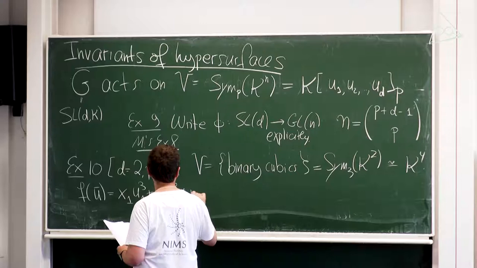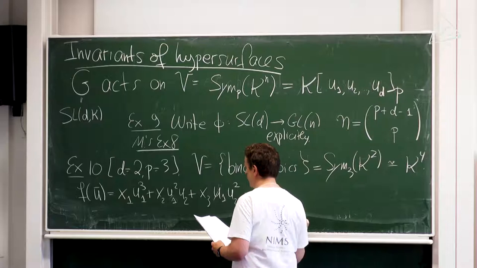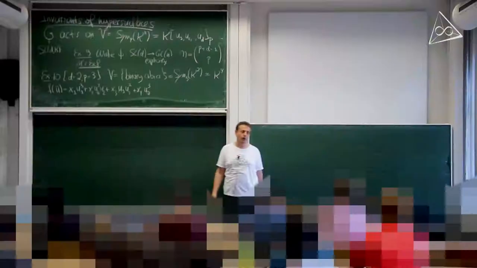X3 U1 U2 squared plus X4 U2 cubed. Okay? So this is a general homogeneous polynomial in two unknowns of degree 3.